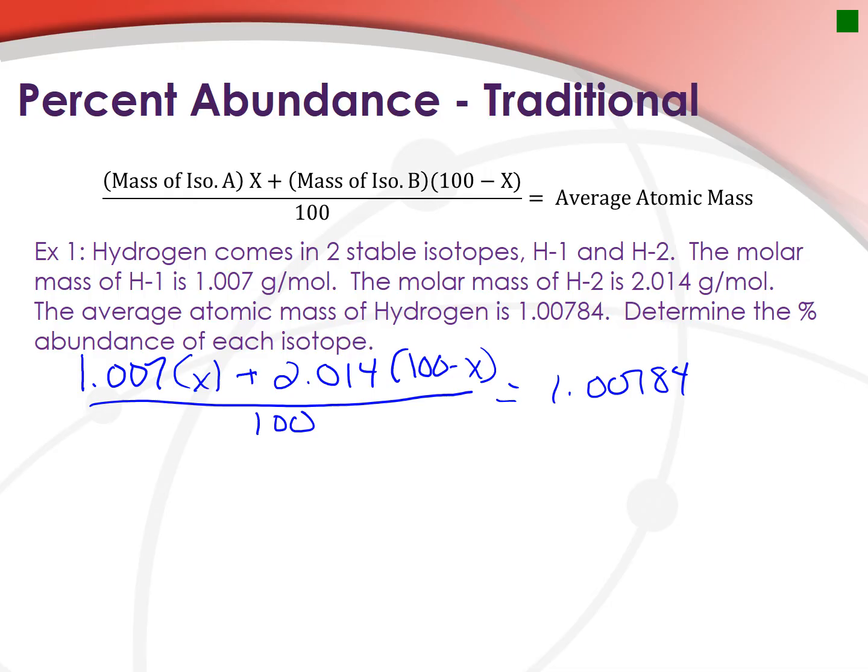And now, as long as you can solve for X, you can do it whichever way you want. Personally, I'm going to start distributing and multiplying out as fast as possible. So I'm going to multiply both sides by 100, and I get 100.784 to get that denominator off of the left. And then I'm also going to distribute out these numbers.